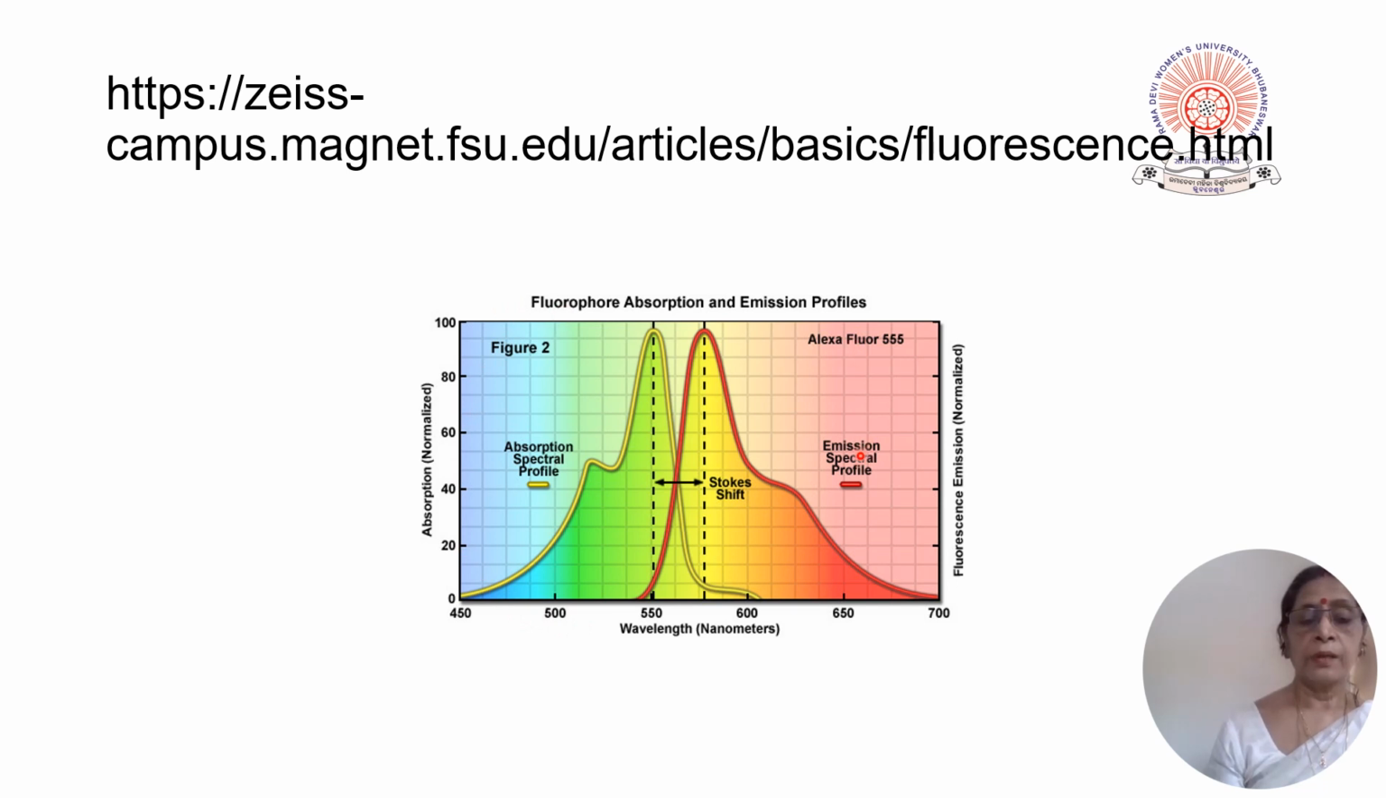This graph shows the Stokes shift. This is the absorption maximum and this is the emission maximum. So there is a shift of the maximum from a lower wavelength to higher wavelength, or from higher energy to lower energy state.